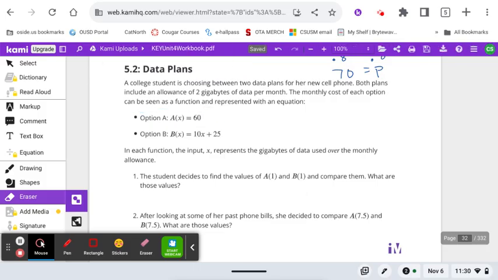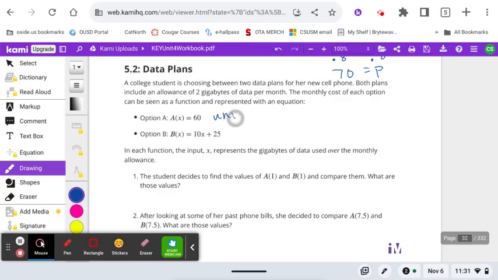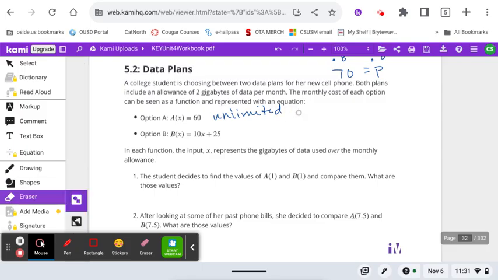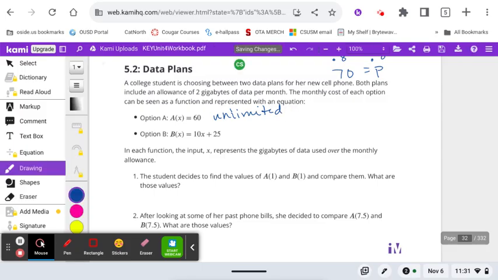Option B is 10x plus 25. That one is dependent on x, the input, which is the gigabytes of data used. So you guys might know this as the unlimited plan, where it does not depend on how many gigabytes, and this one does depend on it on the bottom. Okay, so if a student decides to find the values of A(1), well, whatever A plugs in, it doesn't matter, it's always 60, but B does matter.